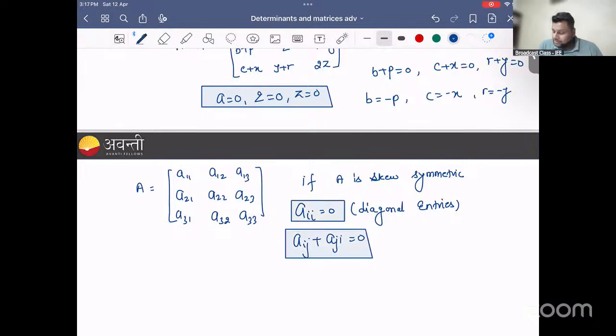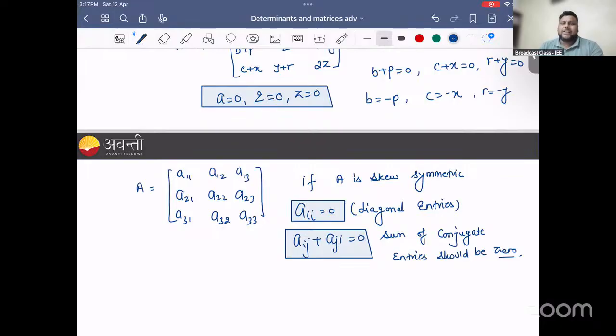Means what? Sum of conjugate entries should be 0. Sum of conjugate entries should be 0. Correct, everyone? So this is what we call skew symmetric matrix.